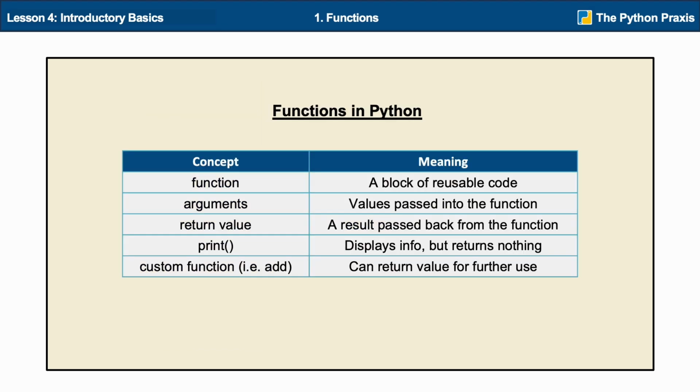Let's lock in the key concepts. A function is reusable code. Arguments are the inputs. The return value is the output, if any. Print shows info on the screen, but doesn't return. A custom function like add can return values for future use. Functions are the muscles of your program. Once you understand them, you stop repeating yourself and start building smarter.